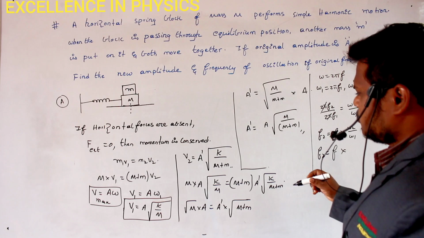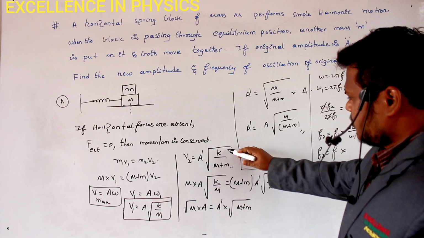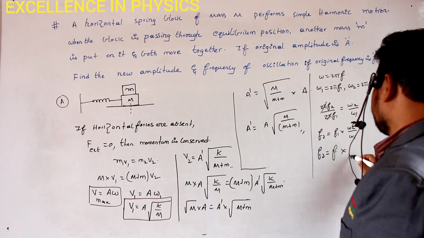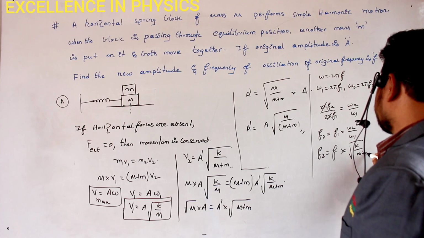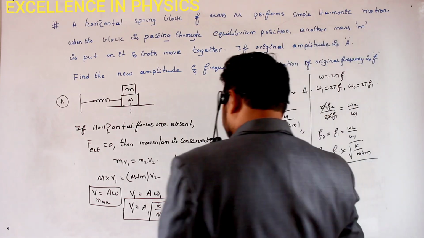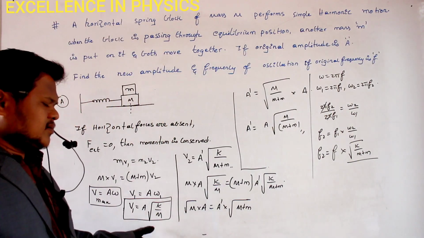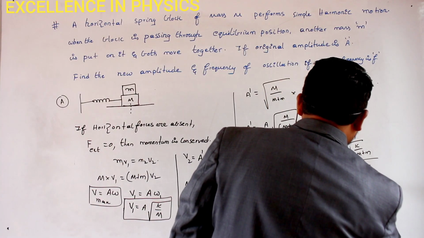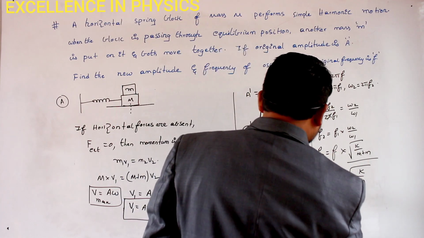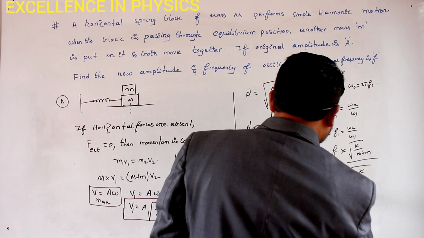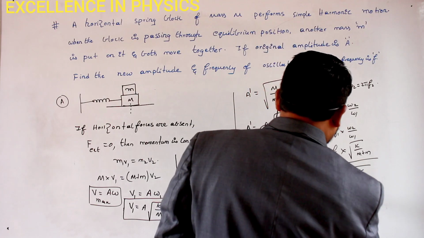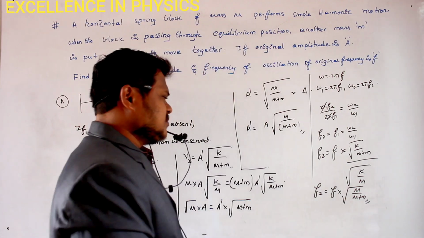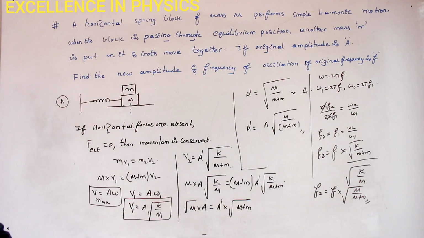And similarly, omega 2 divided by omega 1. What is omega 2? Omega 2 we have already calculated here: the square root of k divided by m plus small m, divided by omega 1. What is omega 1? Omega 1 is the square root of k divided by M. So substitute that: square root of k divided by capital M. So root k and root k get cancelled. So again I get f2 is equal to f into the square root of capital M divided by M plus m. So this is our equation for final frequency. Okay, make a note of this.